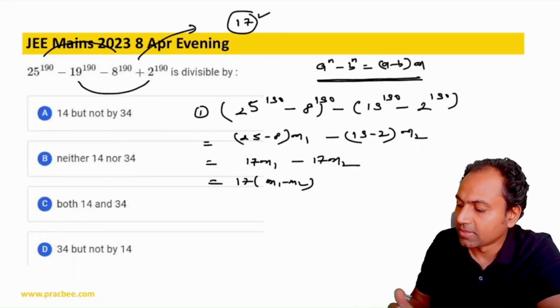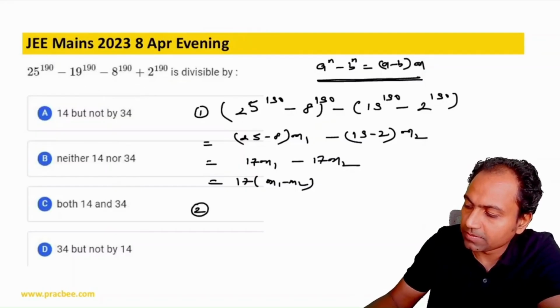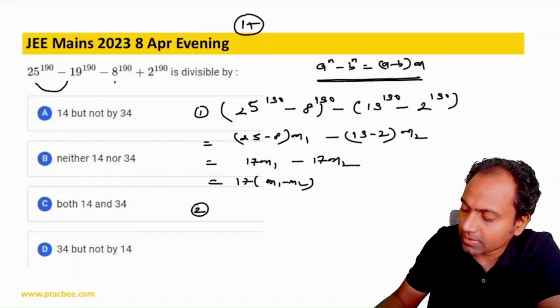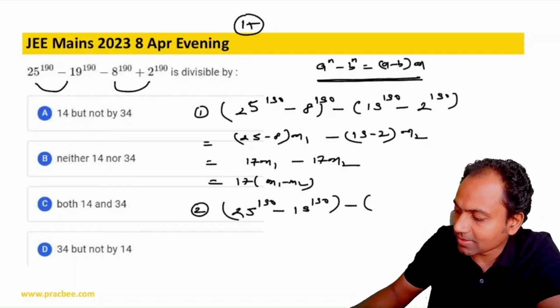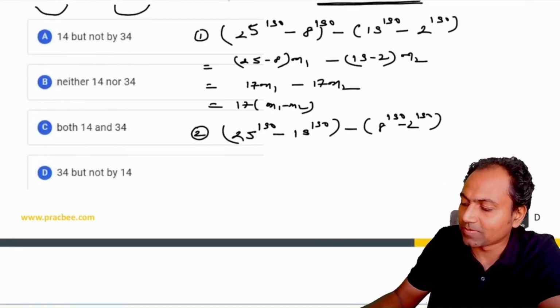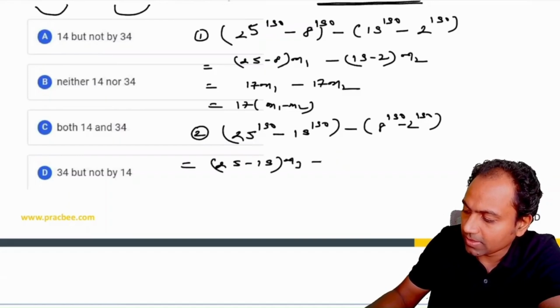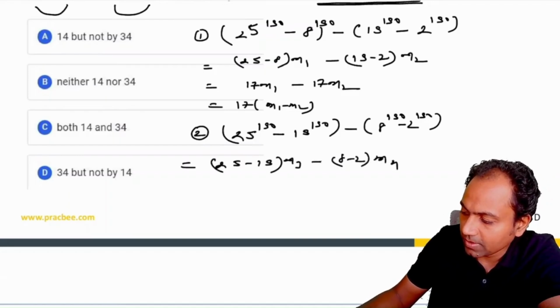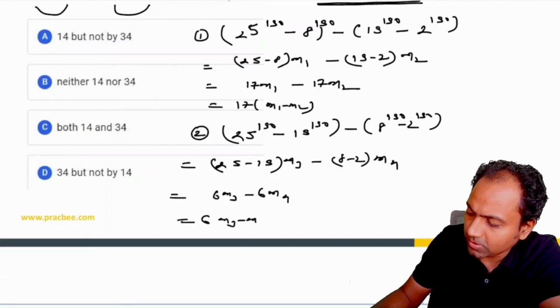17 is definitely there. Second, what we can do is combine the first term and second term, and the third term and fourth term. If I do it in this manner, it becomes 25 raised to the power 190 minus 19 raised to the power 190, and then minus sign I can take common, 8 raised to the power 190 minus 2 raised to the power 190. So again, the first will be a multiple of (25 minus 19) into m3, and the next I can write as (8 minus 2) into m4. So again you can see that from the first one it becomes 6 times m3, the second also becomes 6 times m4. So we can say that this is a multiple of 6.